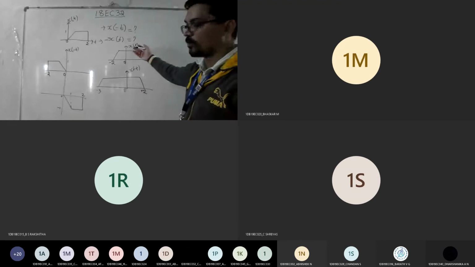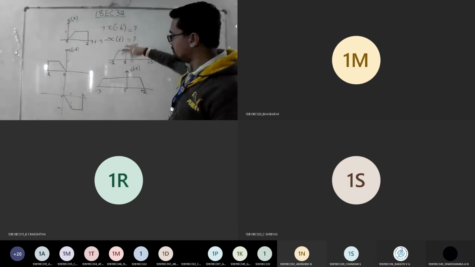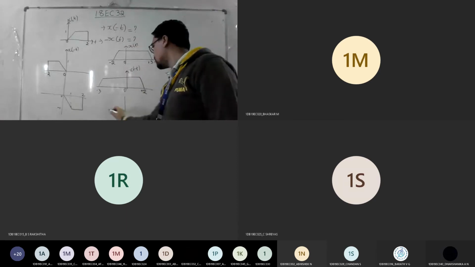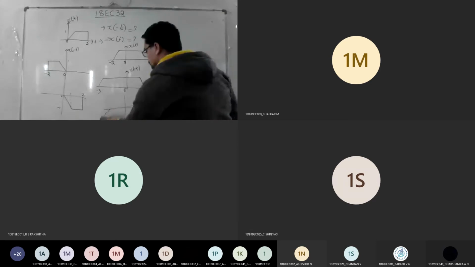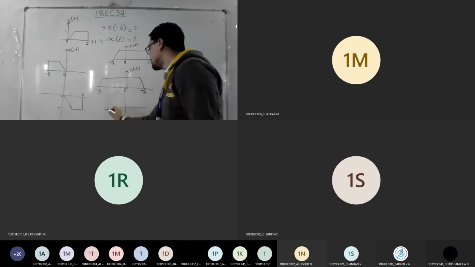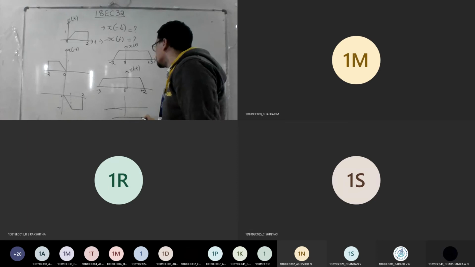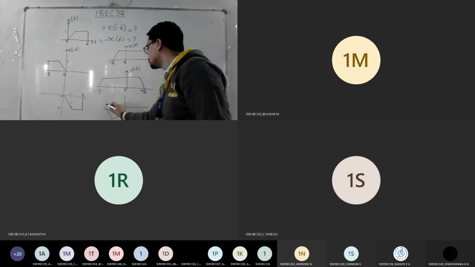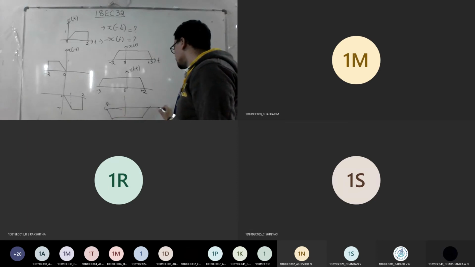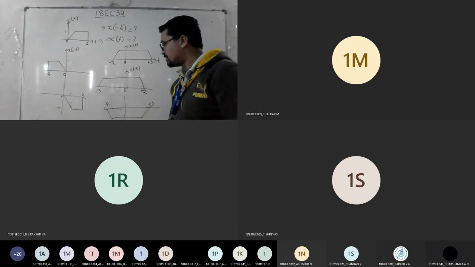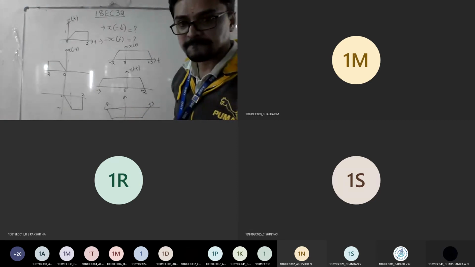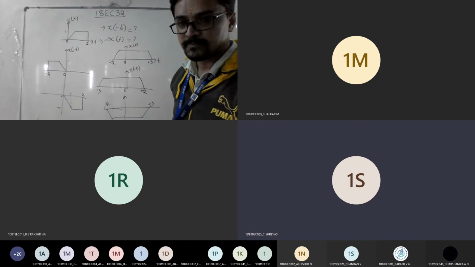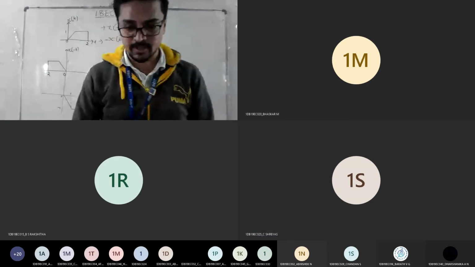In the same way, how do you plot minus x of t? This should be a mirror image. Which means the signal that was starting here, you take the mirror image of it, -2 and plus. Am I clear to everyone? Is it fine? So this is the thing you should learn.